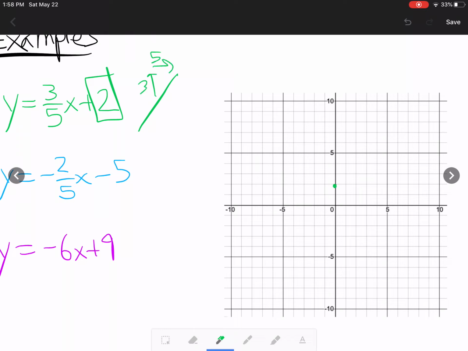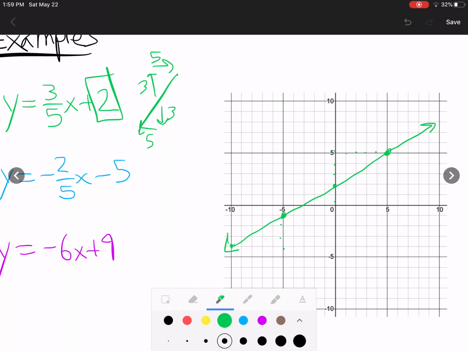Now keep in mind, I have another option. If I want to, I could go down 3 and left 5 if I really, really wanted to. So I'm going to find a couple more points. I'm going to go up 1, 2, 3, 1, 2, 3, 4, 5. That's 1 point. Then I could go down 1, 2, 3 this way, and I could go over 5 that way. If I want to, I could keep going in that general direction too. So down 1, 2, 3, over 5 more, and then I connect all of these, and I am good to go. So that's it. That's how we graph it.